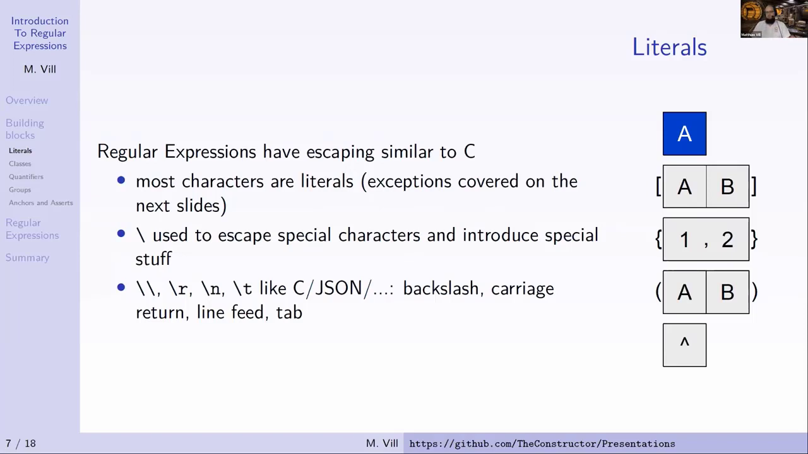So the probably simplest class is literals. Most characters, except those that I will cover on the next slides, just match themselves. So they are literals. If I need to escape something because it would have a special meaning otherwise, I put a backslash in front of it, just like I would do in JSON or C. I can also use some of the escapes that are common to JSON and C, like for example \r or \n or \t, which are carriage return, line feed, or tab.